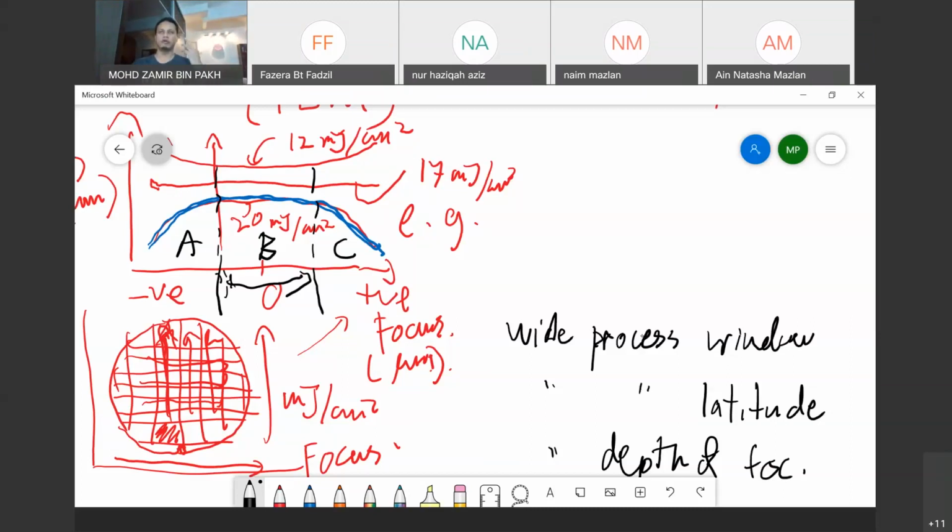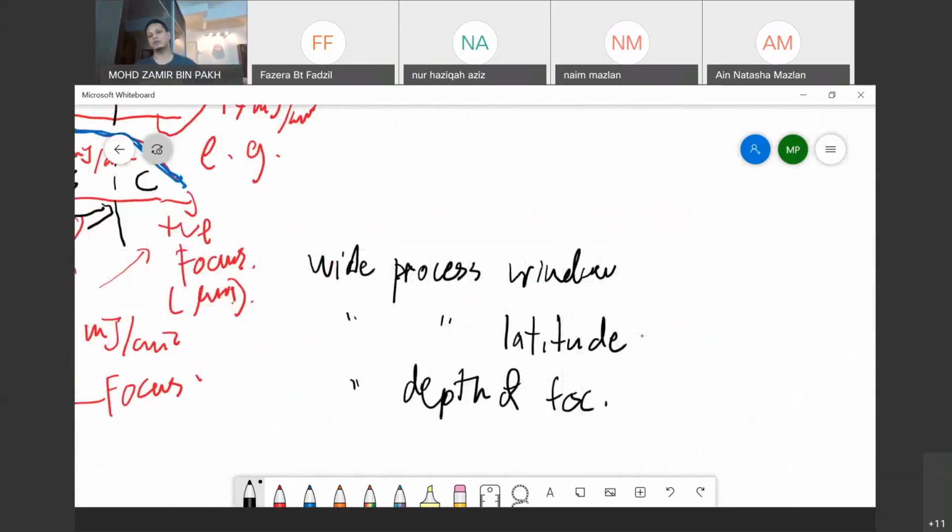On the other hand, if you go for region A or region C, a slight change in the focus in the scanner will cause some change on the CD due to the positive gradient or negative gradient. Regardless of whether the gradient is steep or not, because it depends on the magnitude on the y-axis anyway. But a slight change in the focus will cause some changes on the CD in regions A and C, but that is not observed in region B. And we call that region to have a wide process window, wide process latitude, and wide DOF.